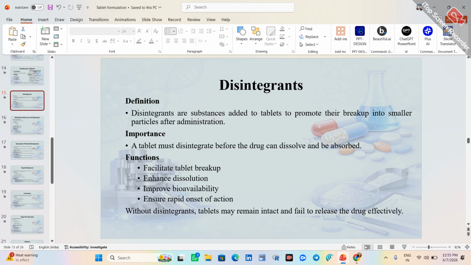Functions of the disintegrants are to facilitate tablet breakup, enhance dissolution, improve bioavailability, and ensure rapid onset of action. Without disintegrants, tablets may remain intact and fail to release the drug effectively.